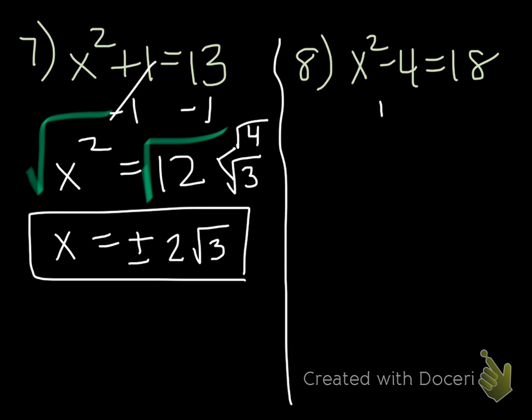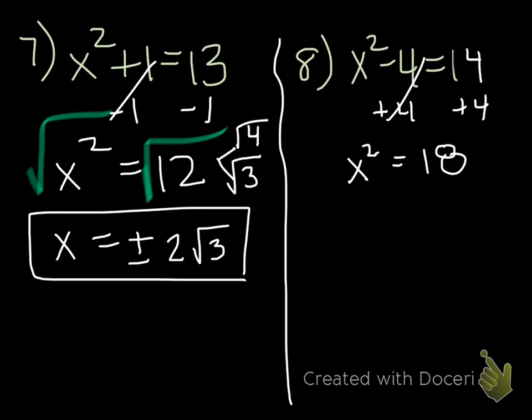Number 8, my first move is to add the 4 over. And I get x squared equals, and you know what, I realized I copied that wrong. I got ahead of myself. This should have said 14. So I'm adding the 4 over, and now I get 18. I was just predicting the future.